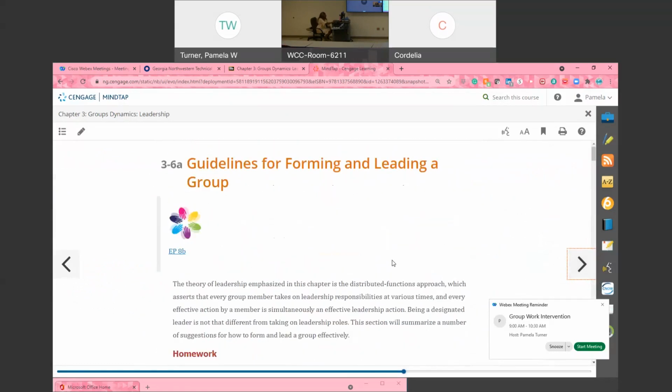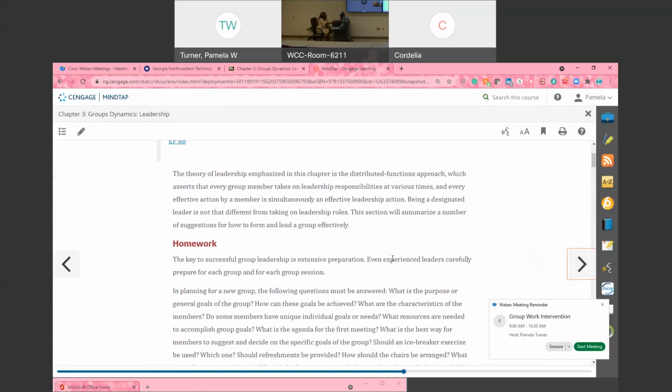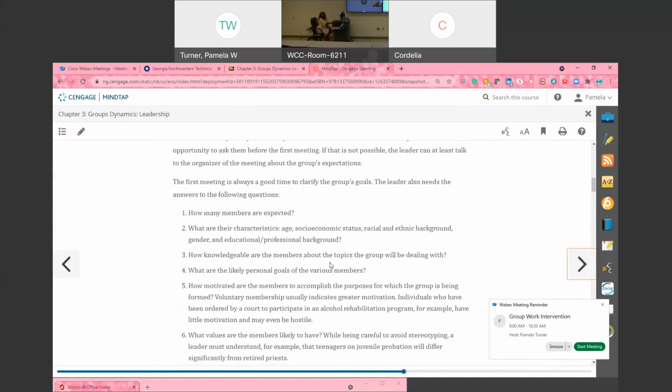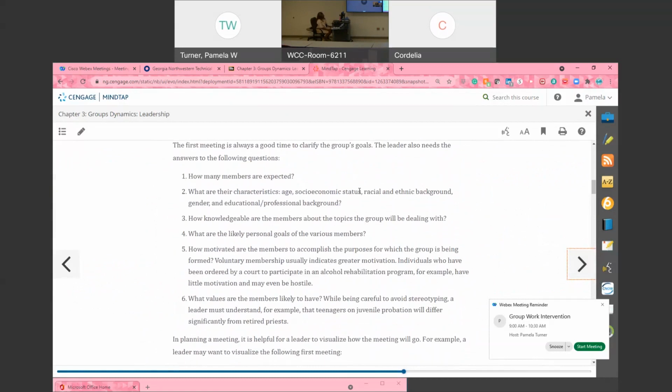So the guidelines for forming and leading a group, that's where we're going next, okay? The first meeting is always a good time to clarify the group's roles. What are we going to do first? How many members are expected? What are the characteristics, the age? Do they have knowledge of the members? That's called pre-screening, and a lot of our group theorists really believed in pre-screening. However, not all groups, that's not possible with all groups, right?